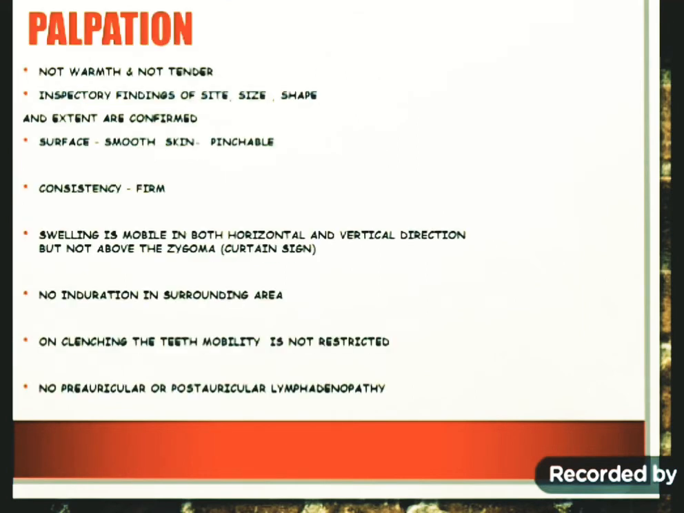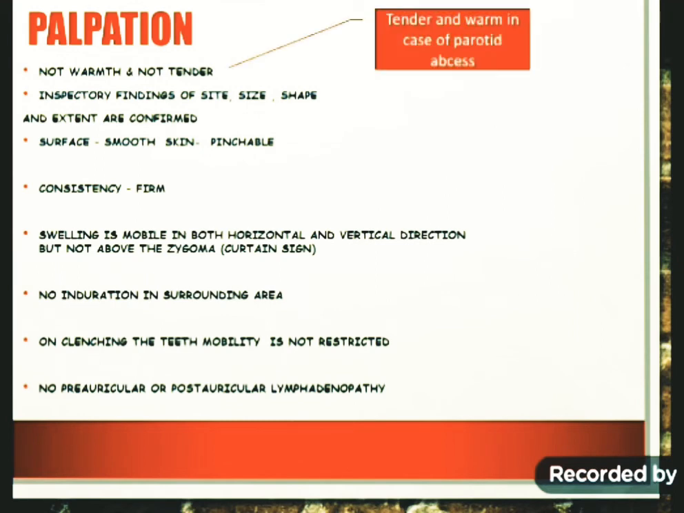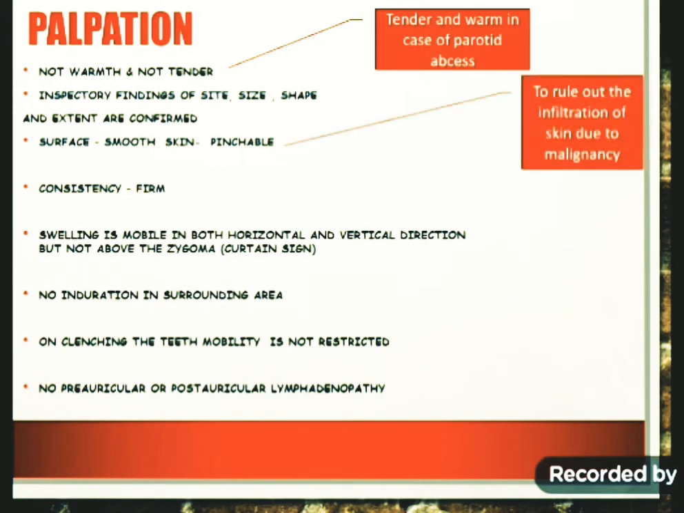On palpation, there is no warmth and it is not tender. If it was warm and tender, it could have been a parotid abscess, but it's not there. Then the inspectory findings of site, size, shape, and extent are confirmed on palpation. Then the surface is smooth and the skin is pinchable. Why do we ask this? We ask this to rule out malignancy, because if there was a malignancy, there would be infiltration of the malignancy into the skin. So that is also not there.